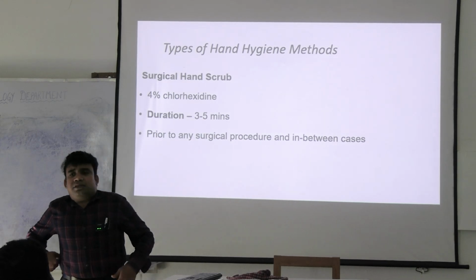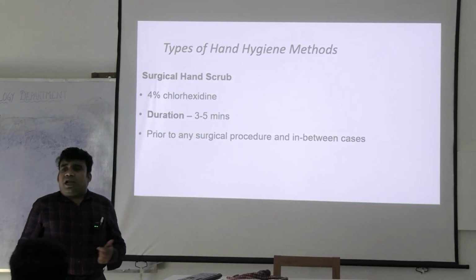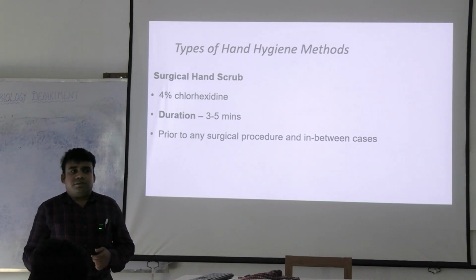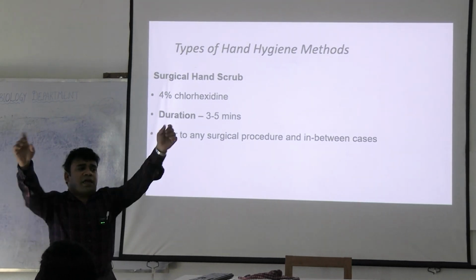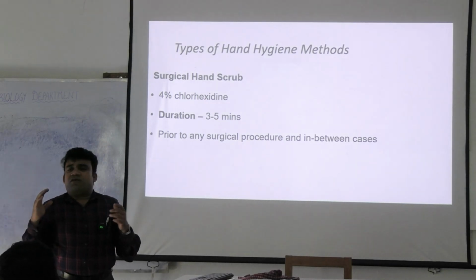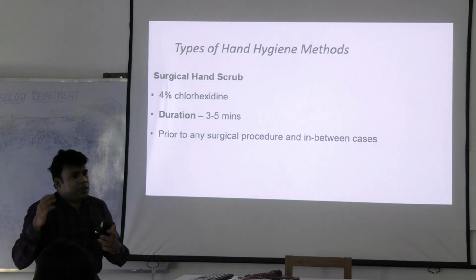Another part of hand hygiene is called as surgical hand scrub. Surgical hand scrub, how it is different? First difference is in hand wash or hand rub, we are cleaning till our wrists. But in case of hand scrubbing, surgical scrubbing, we are cleaning till the elbows.